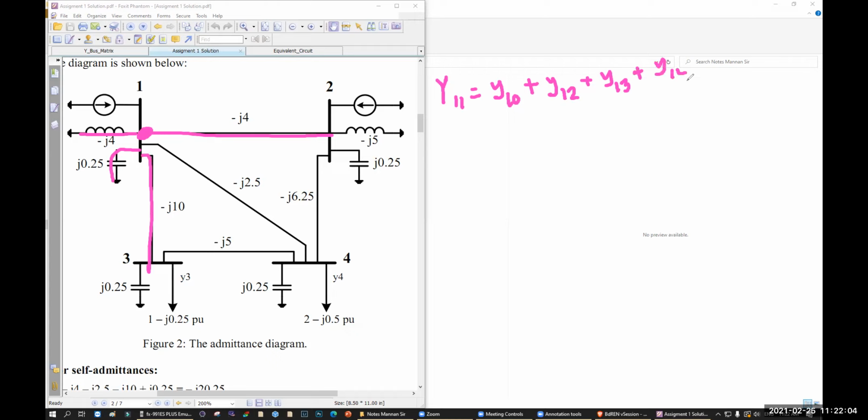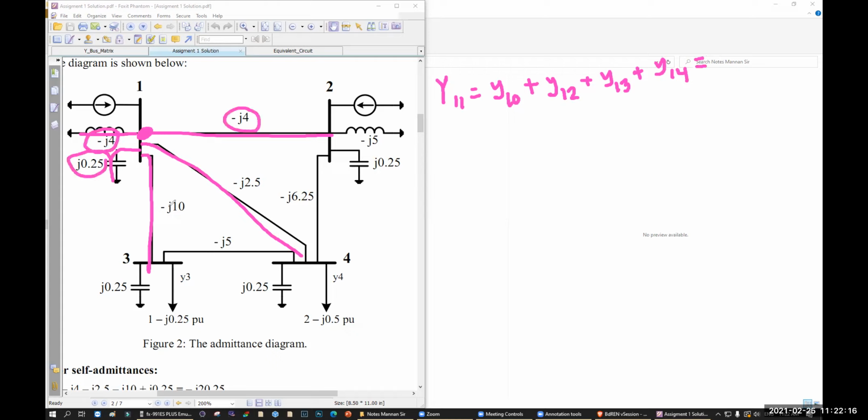Then you have 1, 4. What is 1, 4? There is 1, 4. So the middle one, these are the things that will be added. What are the things added? This one will be added. These. If you add all 5, you will get Y11. Got my point?